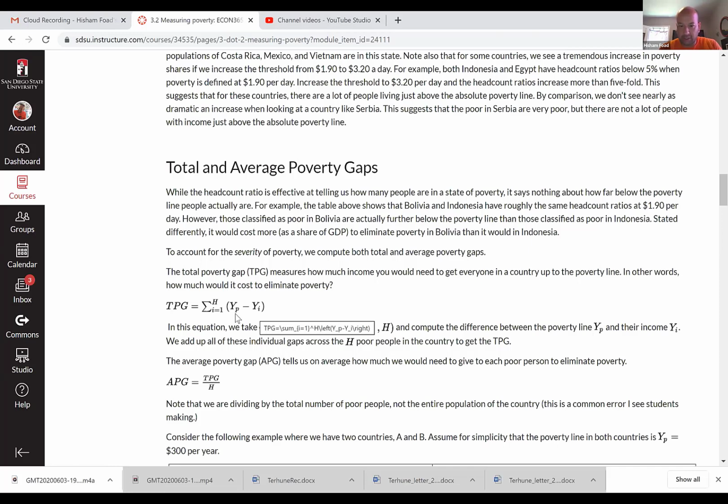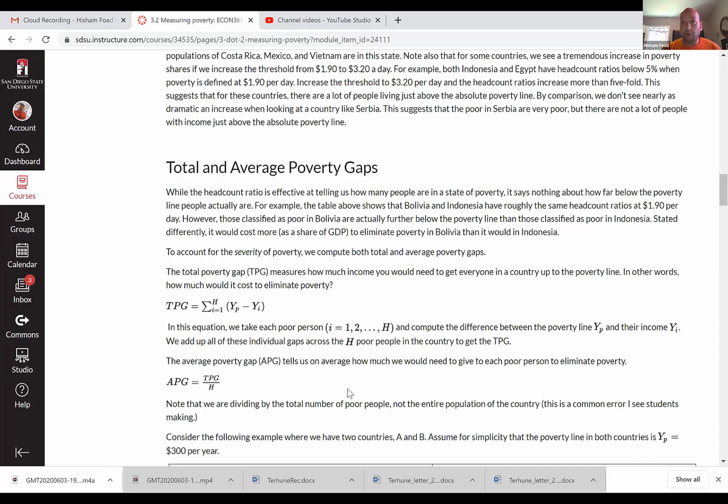We're going to use 300 just to make it easy, but you could define it based on whatever it is. If you're using $1.90 a day, then it's $1.90 times 365. Or if you're using a national line, say $10,000 in the US, you would ask how much money I would need to give each individual poor person in the US to get them up to $10,000. And we add that over all of the poor people in the country.